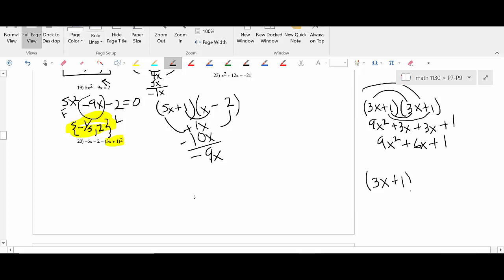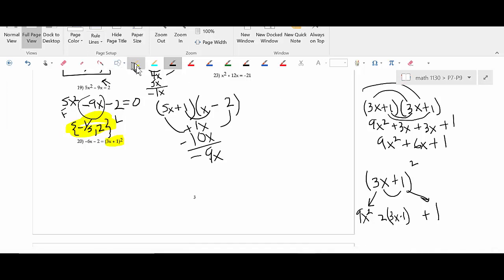A lot of you may know this, some of you may not know it. But here's how you actually do this in your head. What you can do is take that first term and square it. So what's 3x times 3x in your head? 9x squared. Then you take that last term and do that in your head. What's 1 times 1? Okay, we got that. Now what you do to get that middle term is multiply those two things together. So you do 3x times 1, then you double it like that. That's a quick shortcut you can learn how to do.